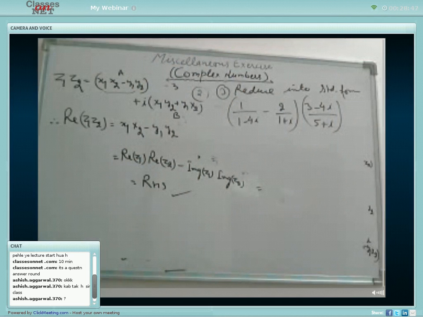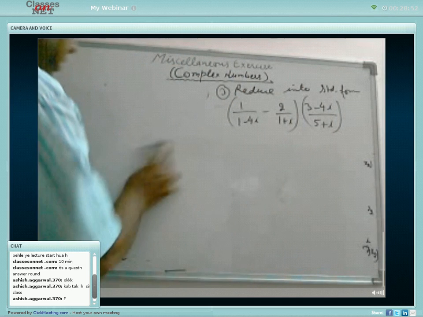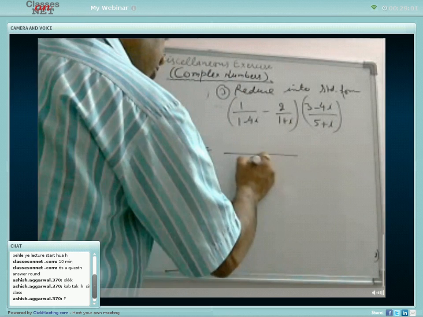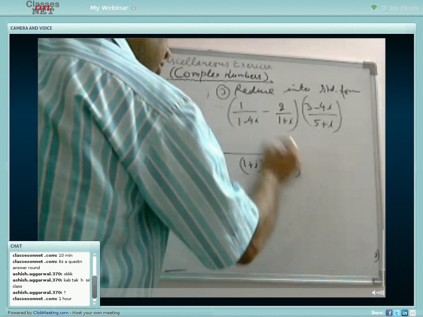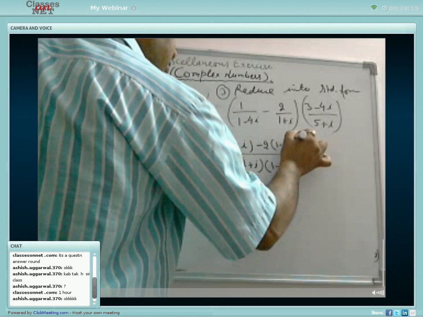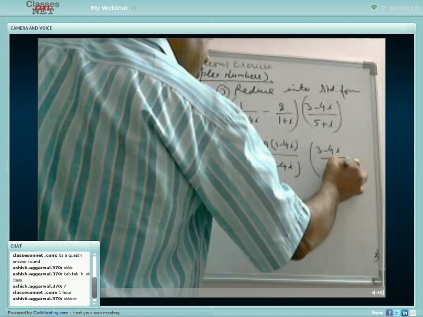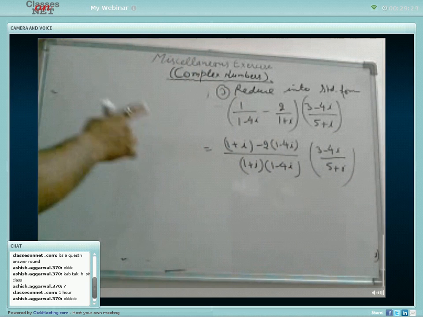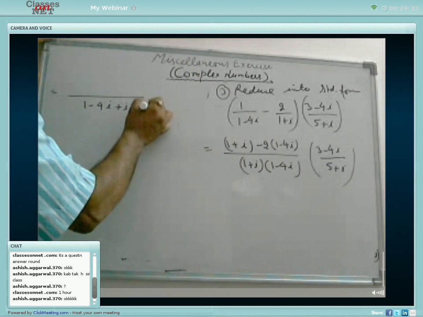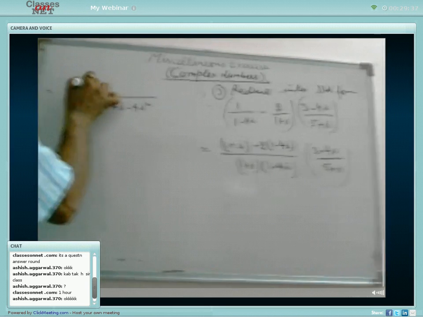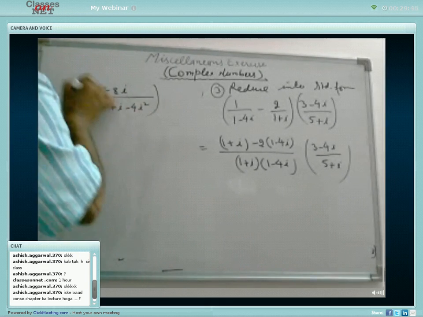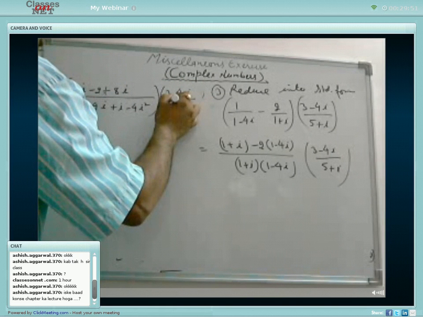You have already been told that standard form means whenever a complex number is in the form of a plus iota b. Now we will simplify this. Let's take LCM. That gives me 1 plus iota into 1 minus 4 iota, which is equal to 1 plus iota minus 2 into 1 minus 4 iota, into, again, 3 minus 4 iota divided by 5 plus iota, which is equal to, again, multiplying in the denominator, that gives me 1 minus 4 iota plus iota minus 4 iota square. It is 1 plus iota minus 2, minus minus plus 2 into 4 is 8 iota, into, again, 3 minus 4 iota divided by 5 plus iota.